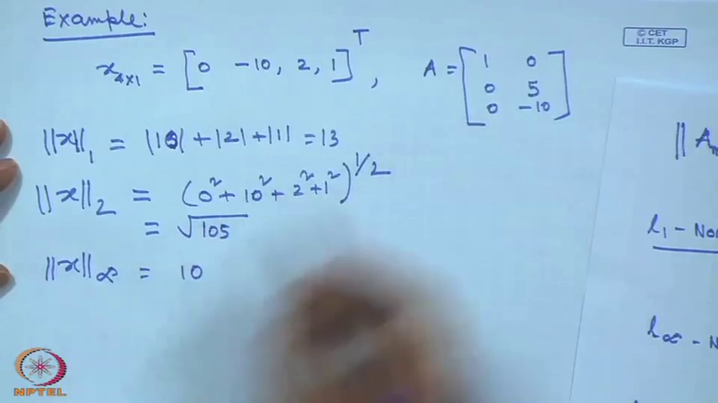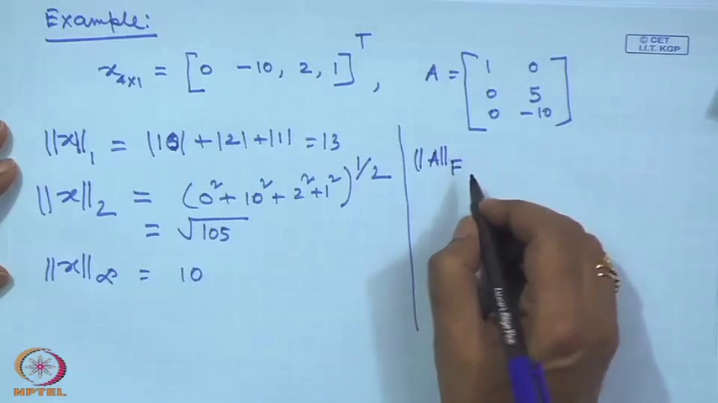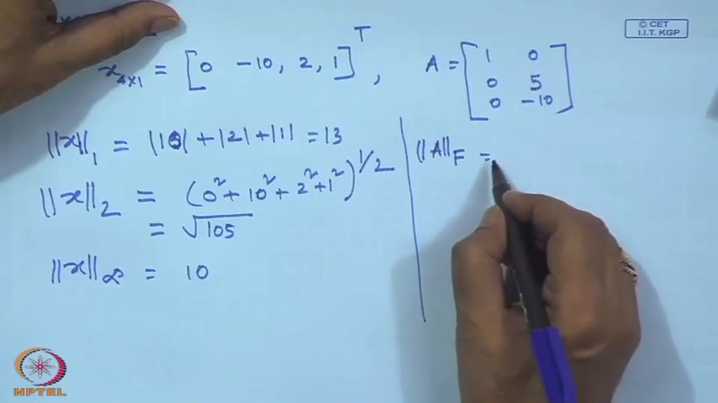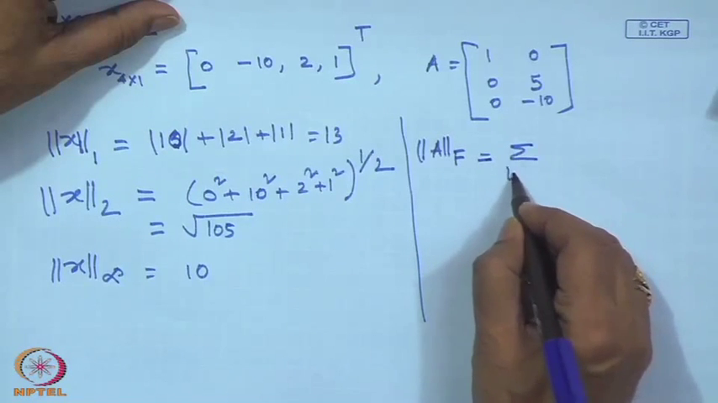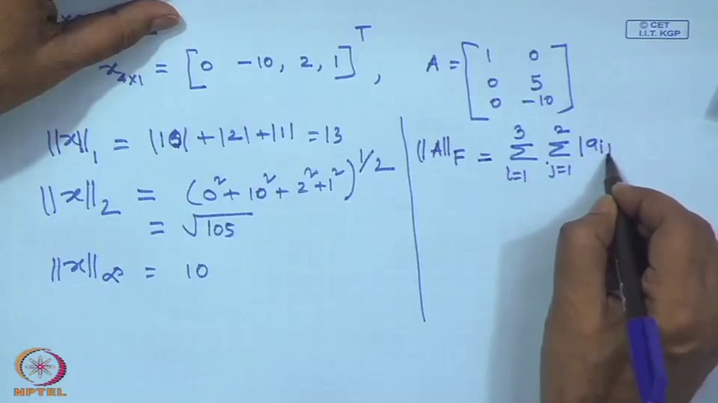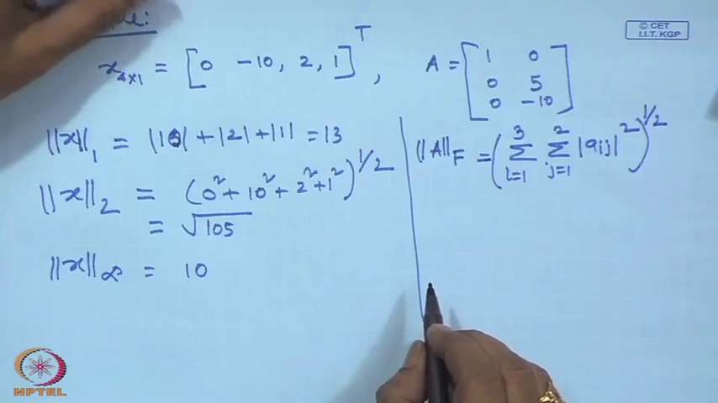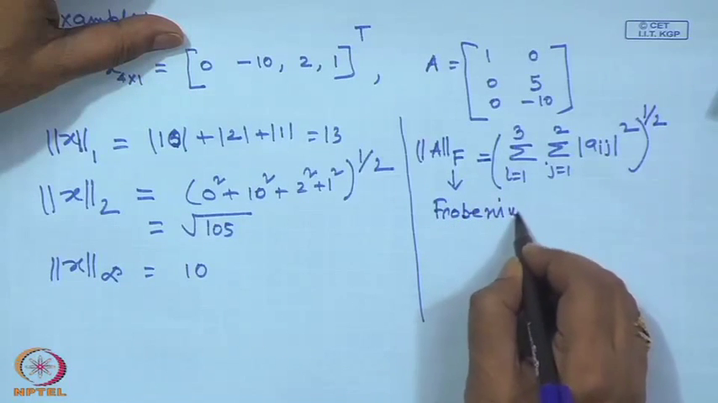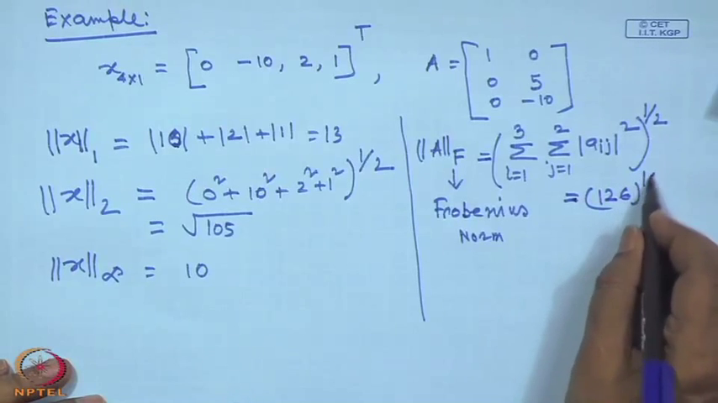Next is the matrix A. The Frobenius norm is obtained by arranging all elements into a vector and summing: the summation over i equal to 1 to 3 and j equal to 1 to 3 of mod a_ij square, whole to the power of half. This is the Frobenius norm, and its value is about 126 to the power of half.